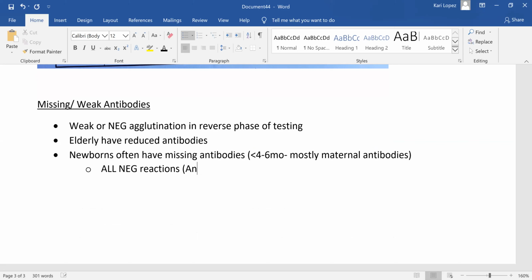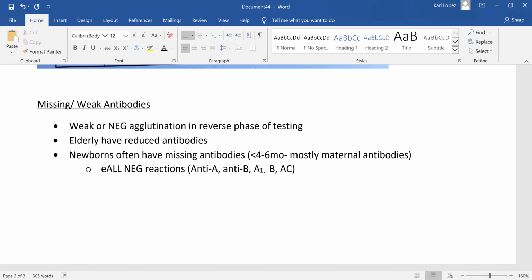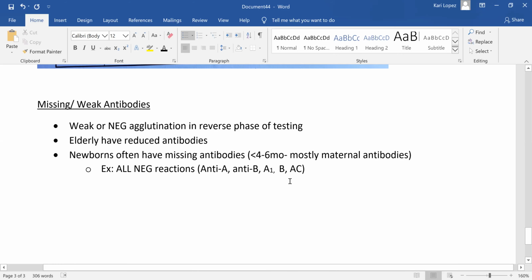So that would be for anti-A, anti-B, A1, B, and your AC, which is your auto control. So if you get all negative reactions, what might that lean you toward?